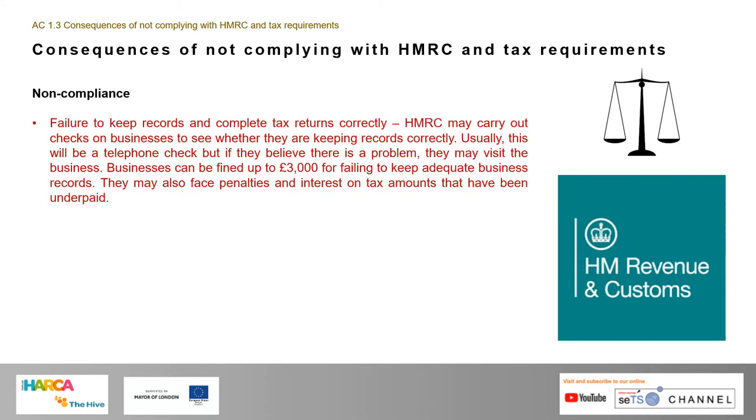Failure to keep records and complete tax returns correctly: the HMRC may carry out checks on businesses to see whether they are keeping records correctly. Usually, this will be a telephone check, but if they believe there is a problem, they may visit the business. Businesses can be fined up to £3,000 for failing to keep adequate business records. They may also face penalties and interest on tax amounts that have been underpaid.